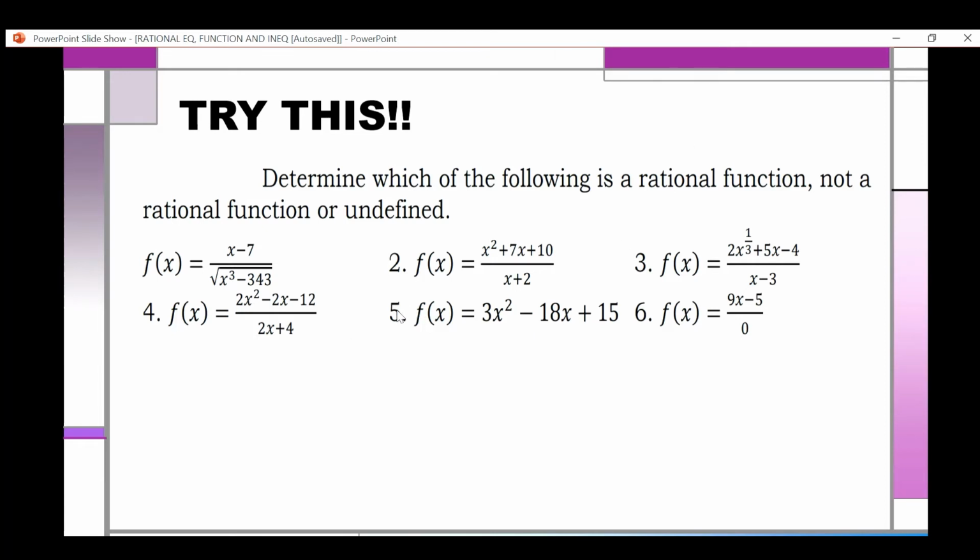How about number 5? We have f of x equals 3x squared minus 18x plus 15. Okay, so the answer is not a rational function. It is just a polynomial function. How about number 6? We have f of x equals 9x minus 5 over 0. Okay, so the answer is undefined.